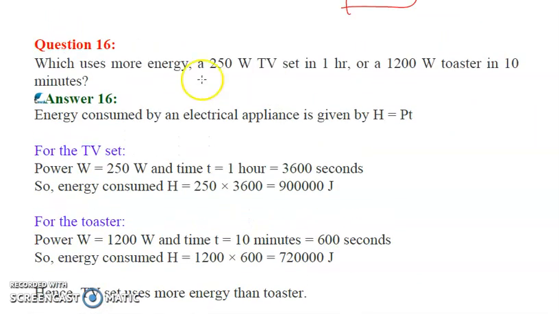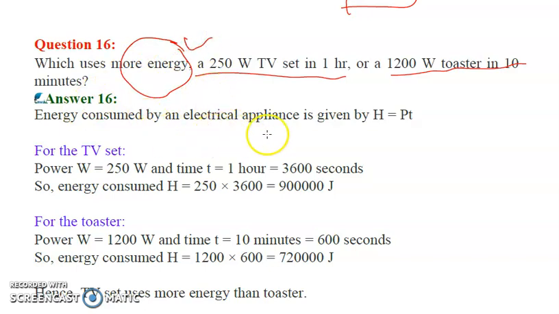So this is your question number 16th. A 250 watt TV set in 1 hour or a 1200 watt toaster in 10 minutes. Which one will be using more energy? So electrical energy consumed in appliances is given by power into time. So power is equal to 250 watt and time is 1 hour, and 1 hour means 3600 seconds. So energy consumed will be power into time. It means 250 into 3600 means these many joules.